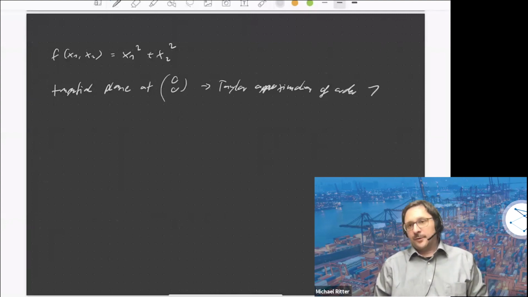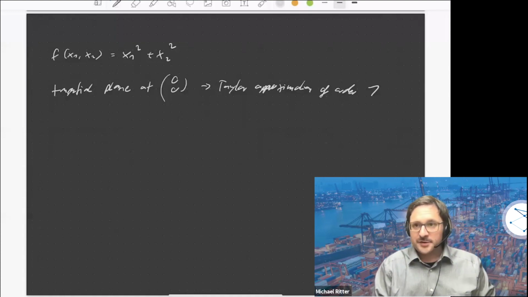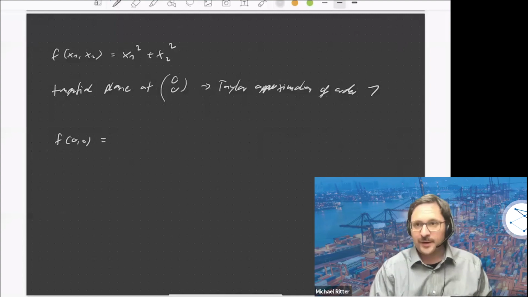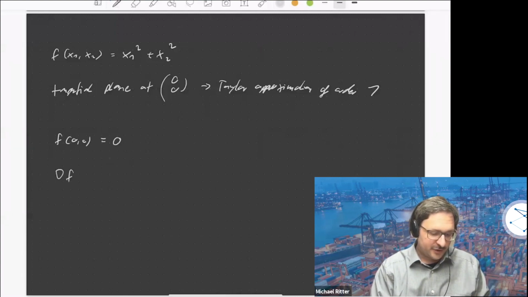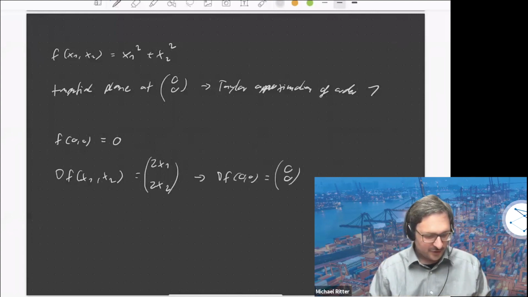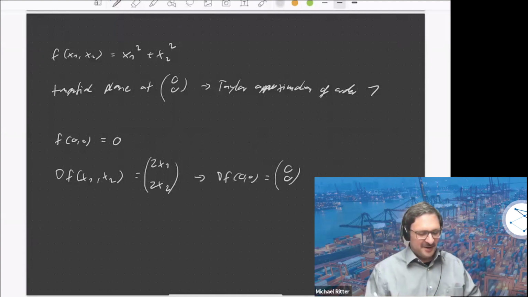Order 0 would mean approximating by a constant. Order 1 is approximation by a plane. Order 2 would be by a parabolic surface, and so on. So we want to compute the Taylor approximation of order 1. Basically what that means is we have to compute both the function value at the point in question, it's just 0 in this case, and we also need the gradient of the function. The gradient would be 2x1, 2x2. So at the point 0, the gradient would again be 0. That's maybe not such a good example, actually. But it doesn't really matter much.